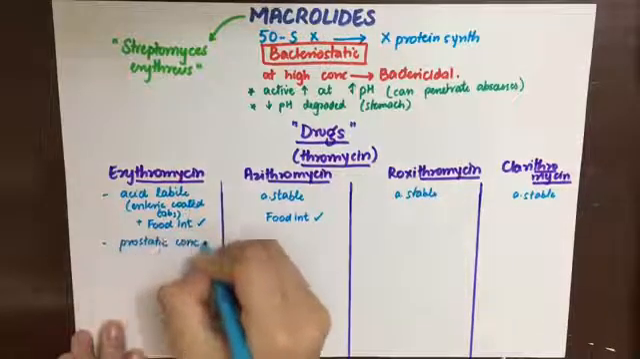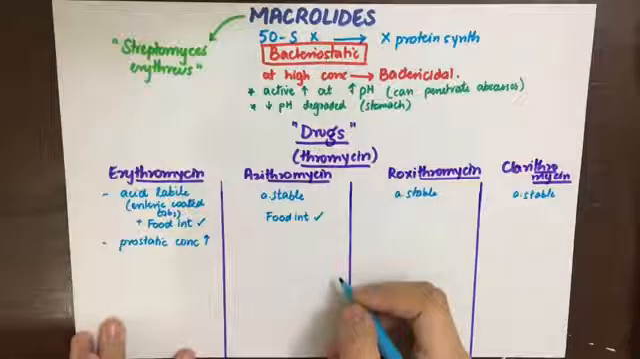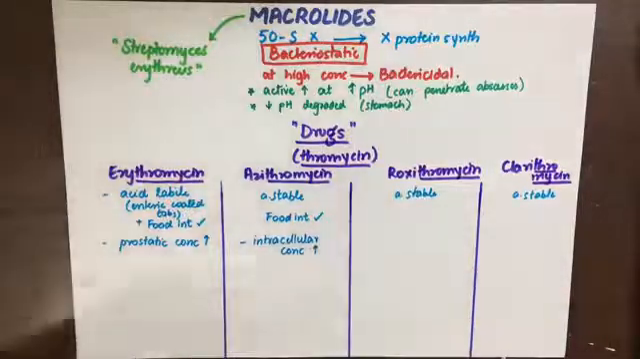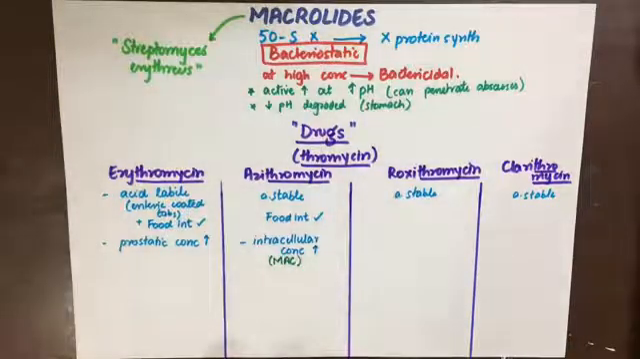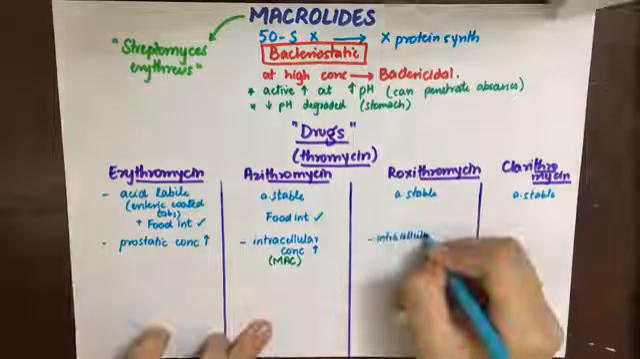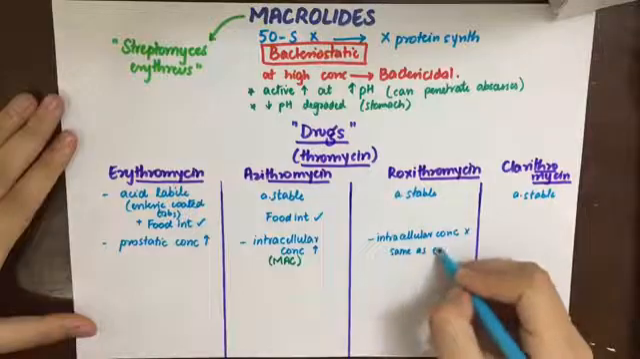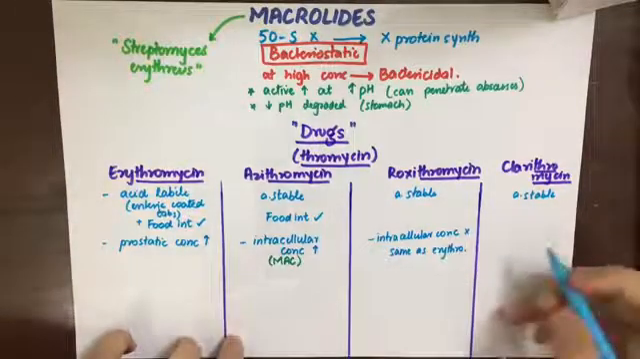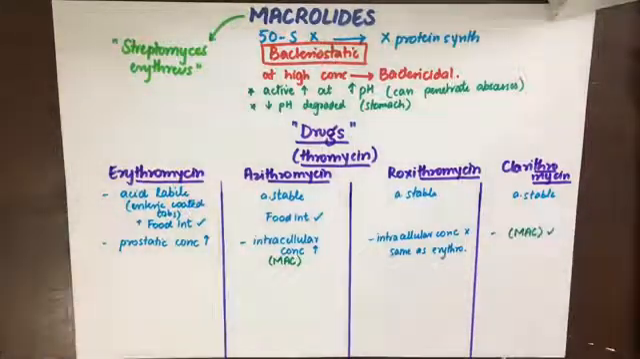Coming back to erythromycin, its prostatic concentration is very high and thus can be used in the treatment of prostatitis. Azithromycin's intracellular concentration is very high, so it can be used against Mycobacterium avium complex. Roxithromycin's intracellular concentration is not that good. Its uses will be same as erythromycin, while clarithromycin's intracellular concentration is also very high and thus can be used for the same cause as azithromycin.